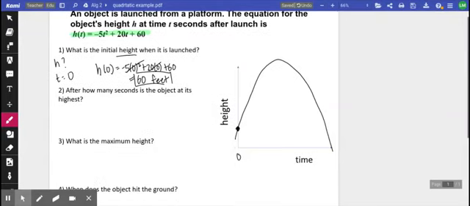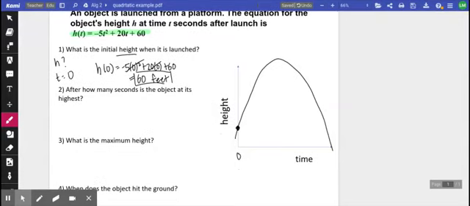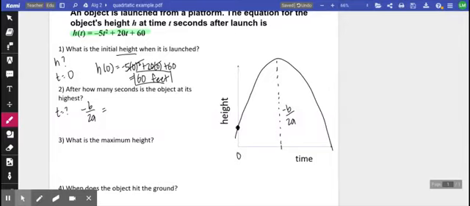All right, number 2, after how many seconds is the object at its highest? Okay, now how many seconds? We're trying to find time. You might notice that in my graph, the object's at its highest right in the middle of this parabola, which is your axis of symmetry. So I'm going to use negative b over 2a to find that axis of symmetry, to find the time right in the middle. So negative b over 2a, and I'm taking this just from the equation up at the top.